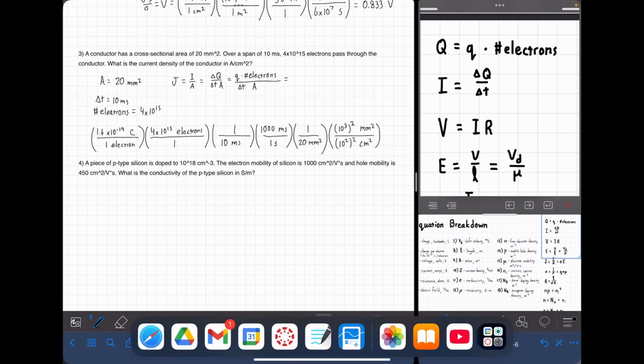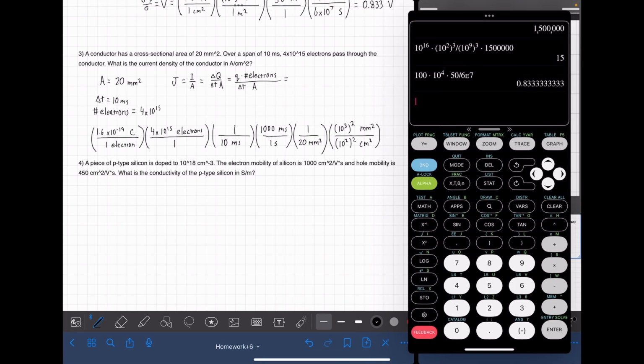If we just plug all this in, we get a final current density of 0.32 amps per centimeter squared.